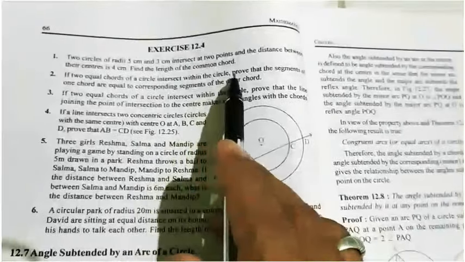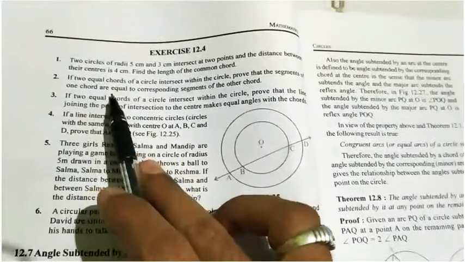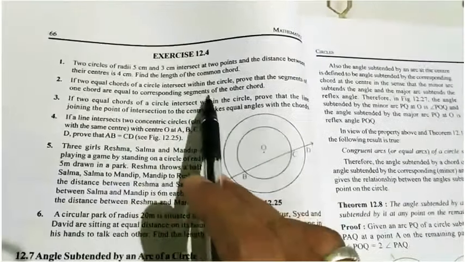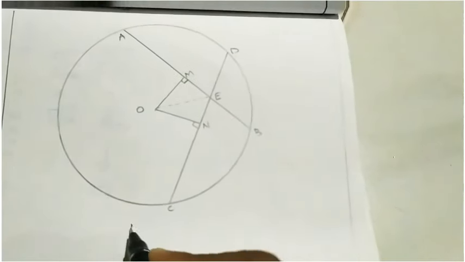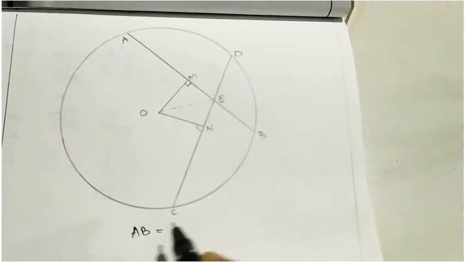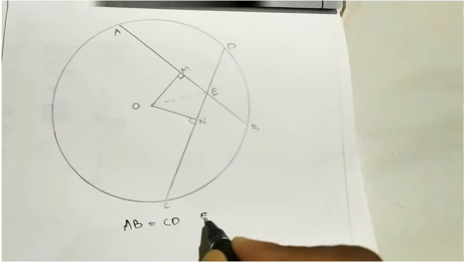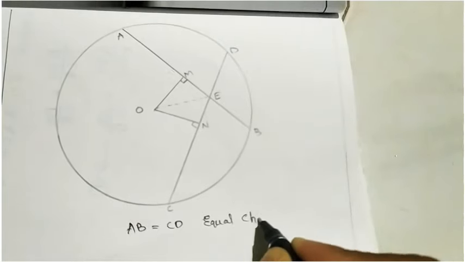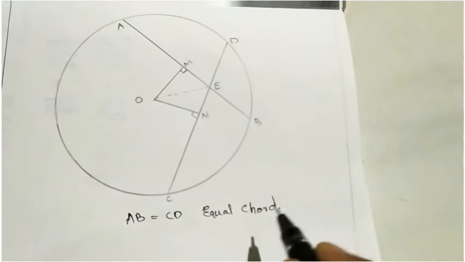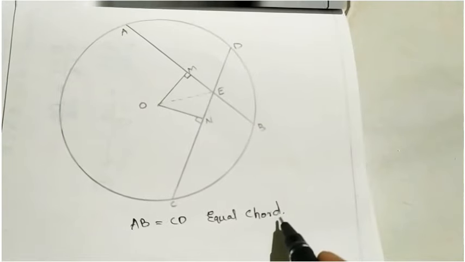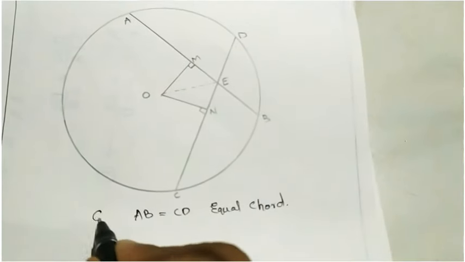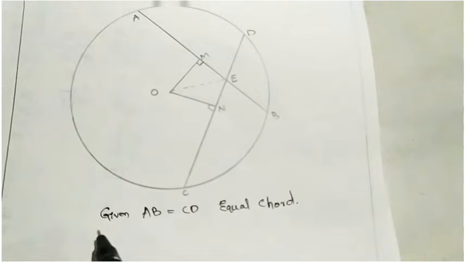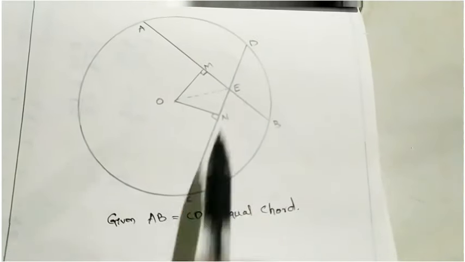Second question: if two equal chords of a circle intersect within the circle, prove that the segments of one chord are equal to the corresponding segments of the other chord. Here taking AB equal to CD, equal chords. You can pronounce it chord, CHORD, not CURD. So equal chords are given, and they are intersecting at point E.